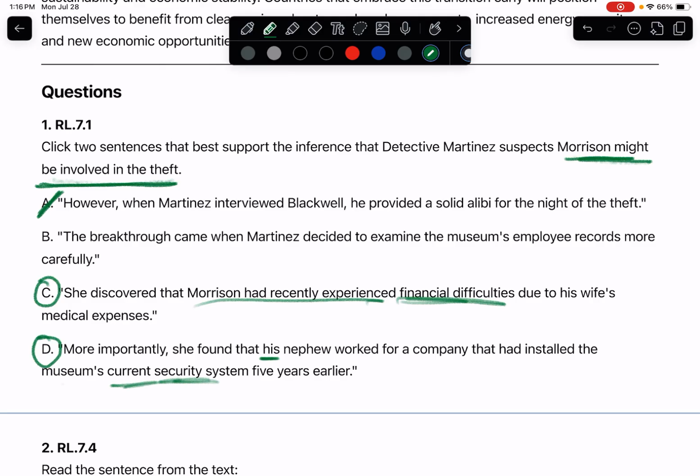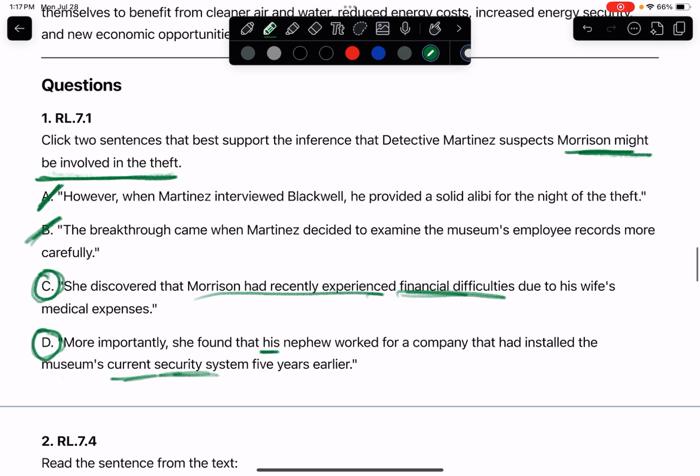So this one's Z is the easiest one. D is a little harder. This one doesn't actually talk about how Morrison might be involved. It just talks about how an employee might be involved. Or actually, it doesn't even talk about an employee being involved, just employees being involved. It just talks about how she decides to review the records again. Okay, so that's C and D. Always be careful when it says pick two.